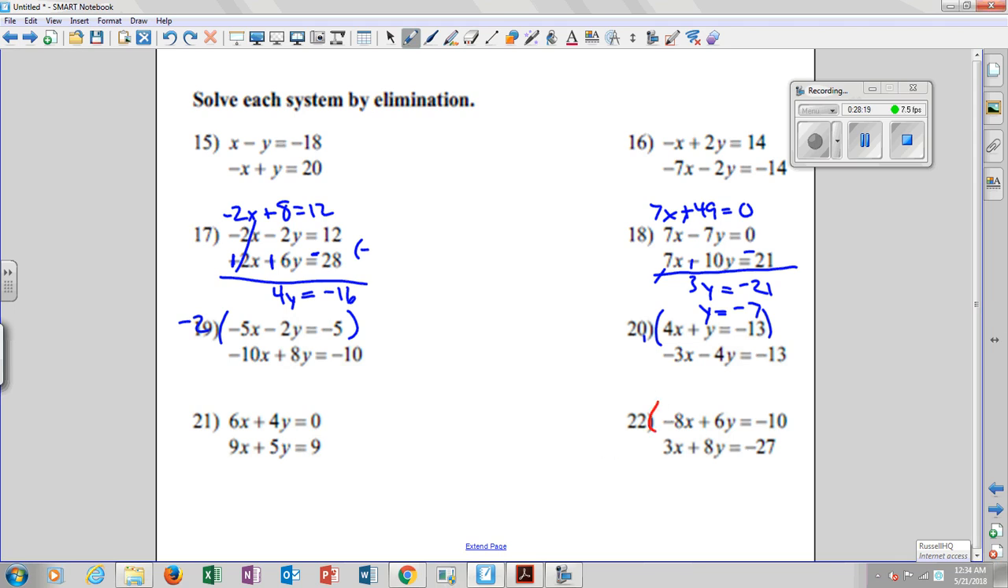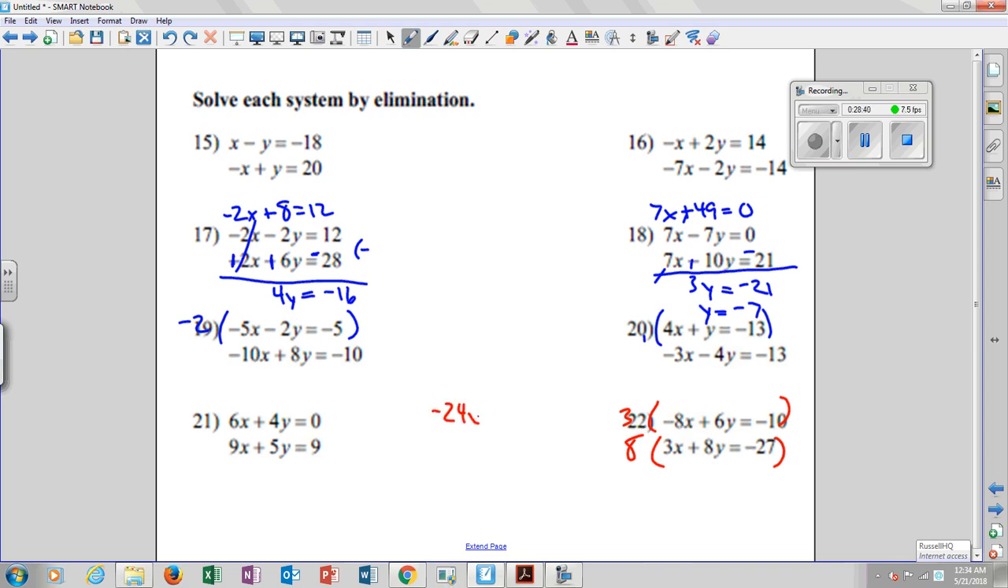Last one of these. I have to multiply everything. I'll multiply the top by 3 and the bottom by 8. I'm trying to get these opposite of each other. So easily, by multiplying this by 3 and this by whatever this coefficient is, it'll help.